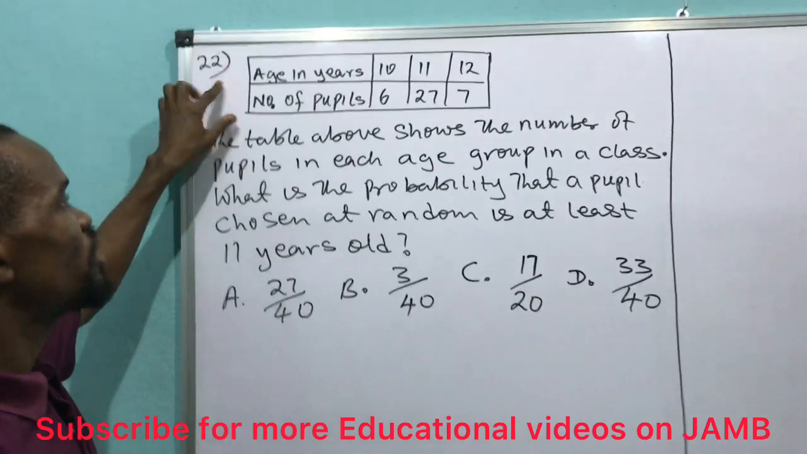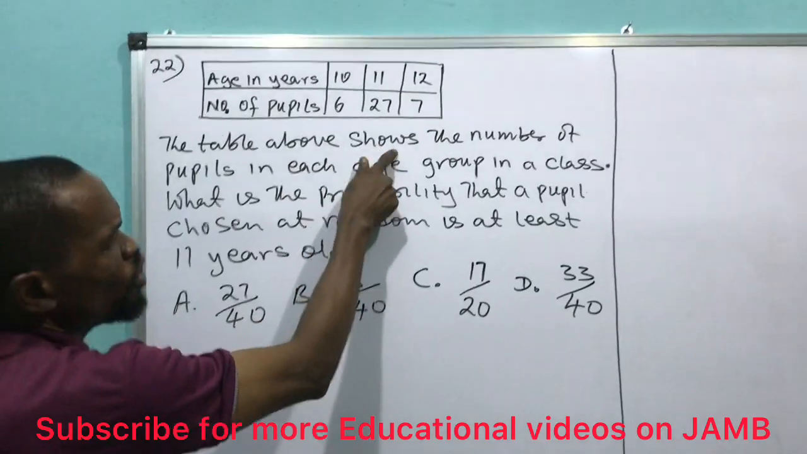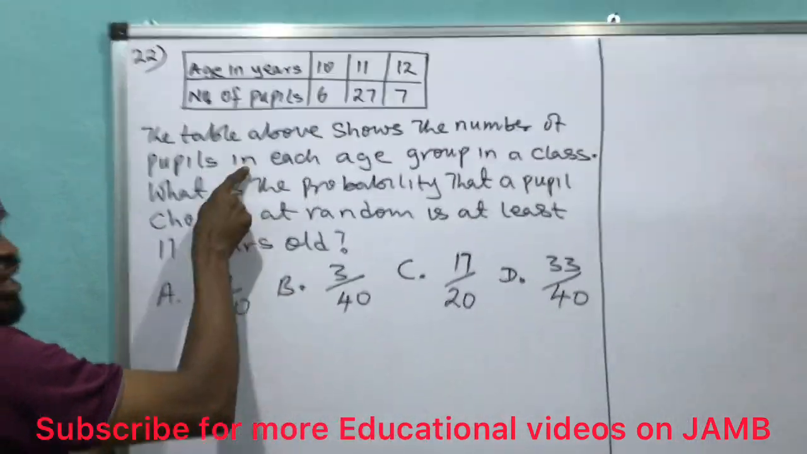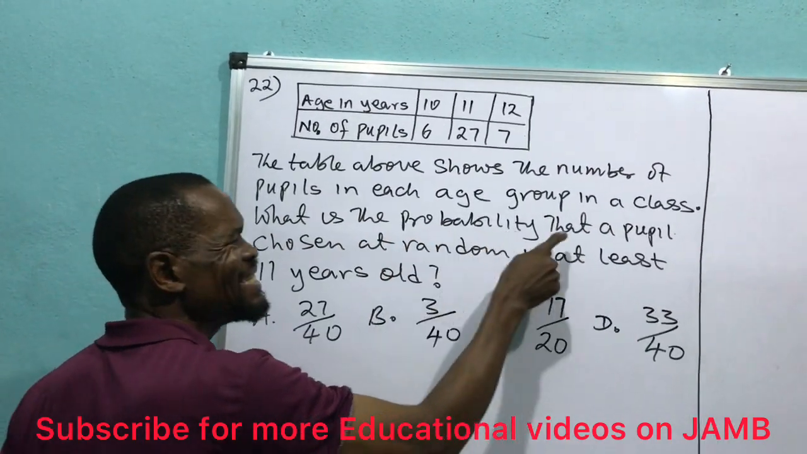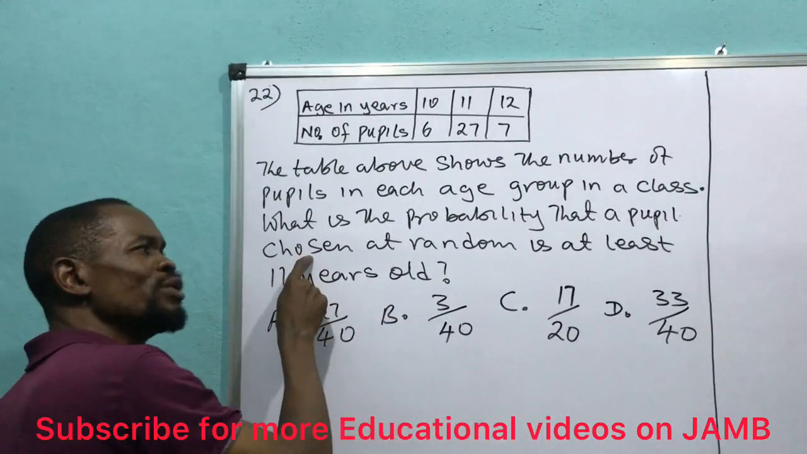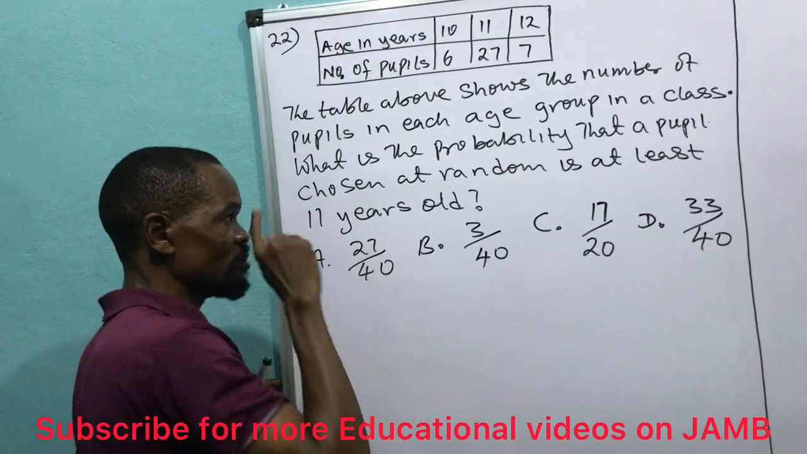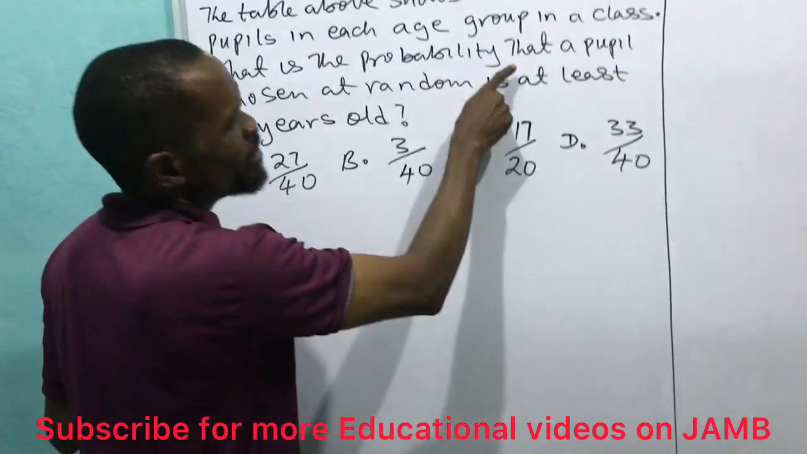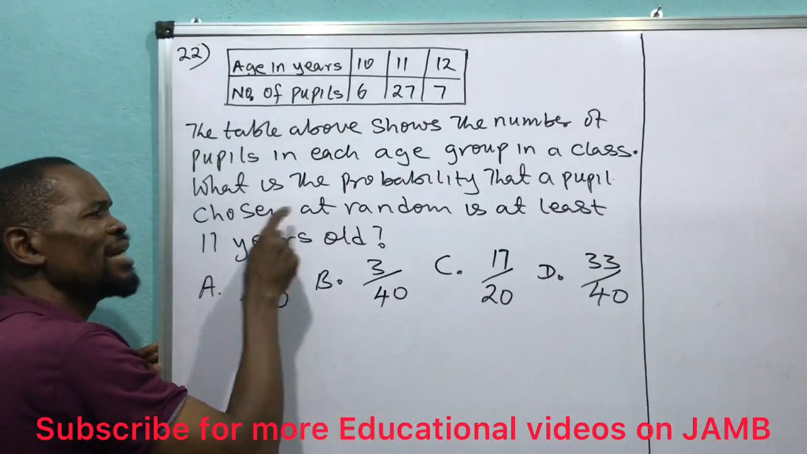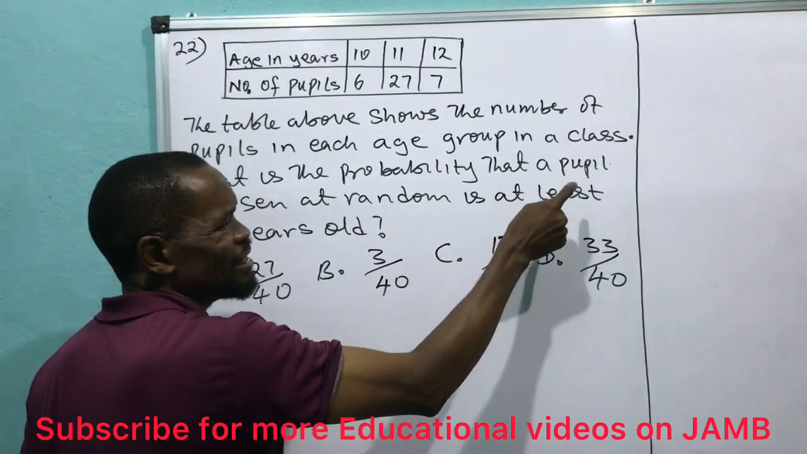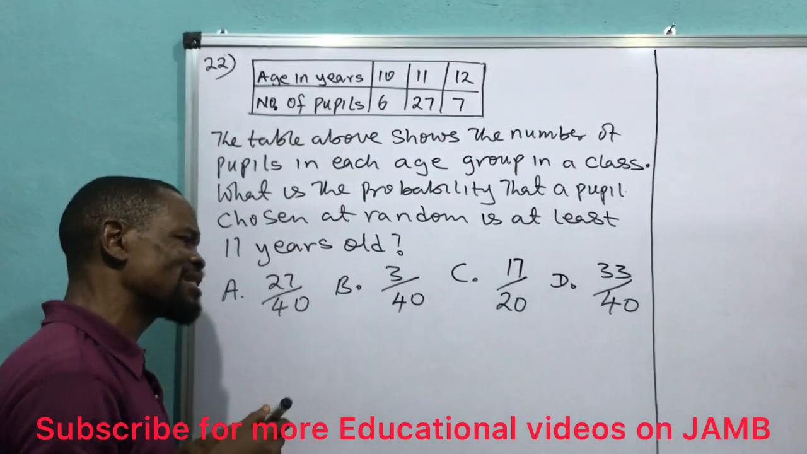Question number 22 gives us a table and says the table above shows the number of pupils in each age group in a class. What is the probability that a pupil chosen at random is at least 11 years old? Look at the question here. First of all, we have to understand what we mean by at least.